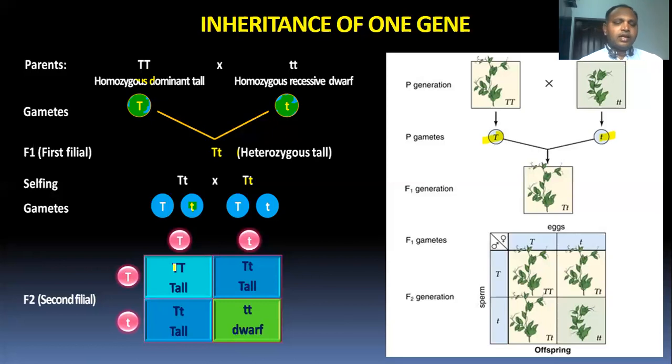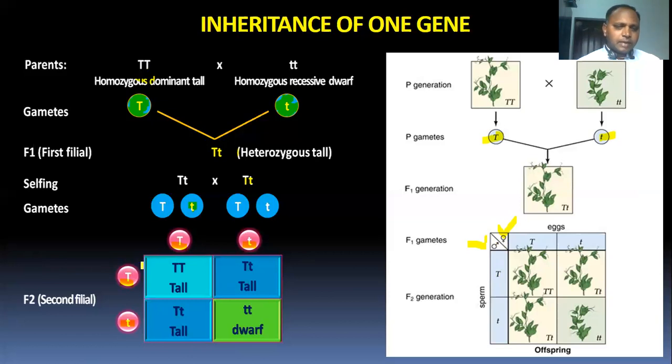For calculating this F2 progeny, he used a mathematical table, which you can call the Punnett square. He took the gametes: one parent's gametes here, capital T and small t, and the other parent's gametes here. Which parent do I use here and which there? Look at this image. The male parent you can use in the vertical column, and the female you can use in the horizontal rows.